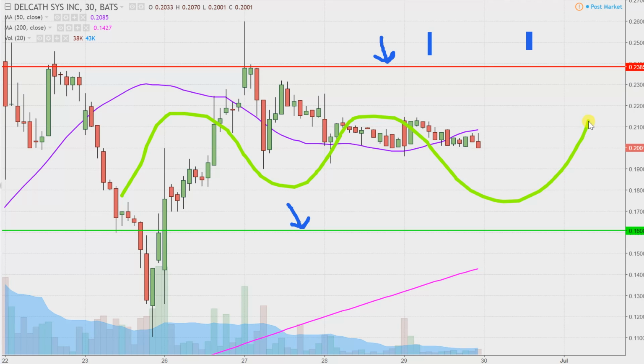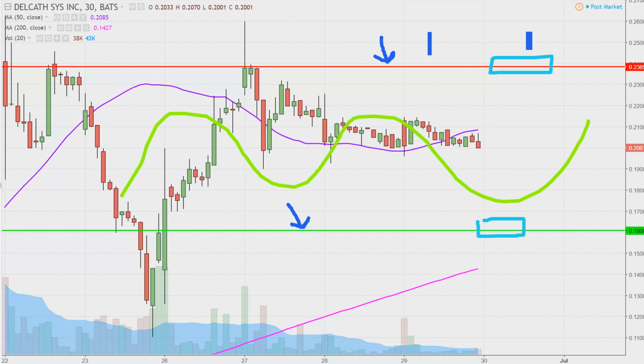And until something happens in regards to that channel, again, first thing that could happen being a breakout to the upside of the resistance up here. The second thing is a breakdown to the downside, which would be a break through the support of 16 cents. But until one of those things happens, not a whole lot to say from a grand scheme of things perspective.